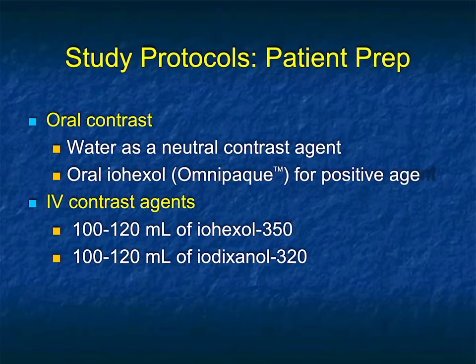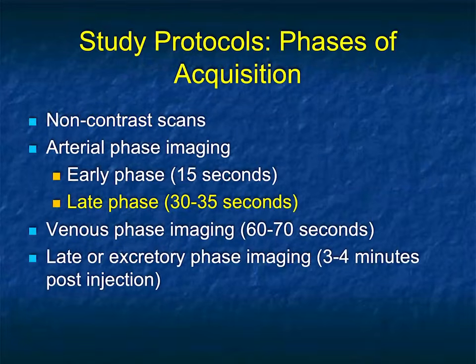Now, prep: oral contrast, we use water. About 1,000 cc's is ideal, distends the stomach and bowel. IV contrast, iohexol or iodixanol, usually about 100 to 120 ml. We inject at 5 cc's a second. On arterial phase, we typically go at about 30 seconds.